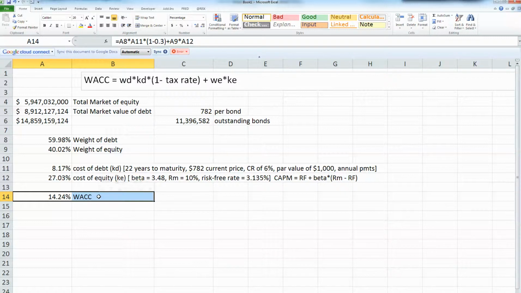So when Royal Caribbean is evaluating a new project, if that project is of average risk, 14.24% is the rate they should use when calculating net present value or the discounted payback or the profitability index. And it's the hurdle rate that they should compare the project's IRR or modified IRR to. So that's the answer to question A.